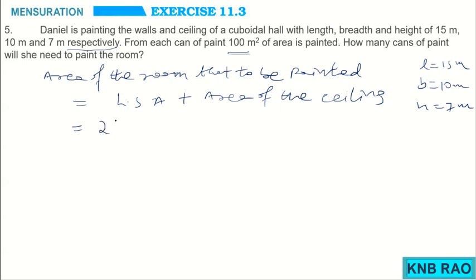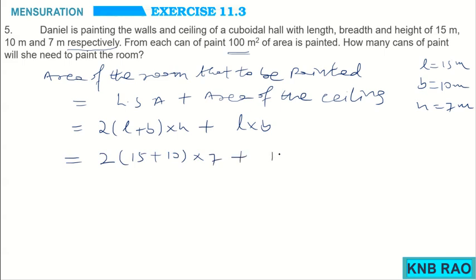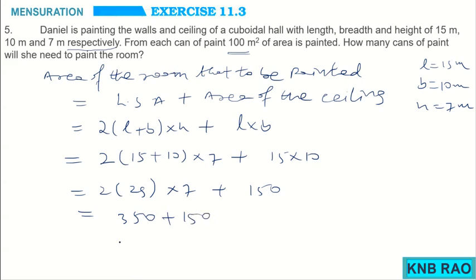So LSA is 2 times of (L plus B) into height, plus area of the ceiling is L into B. By substitution, 2 into (15 plus 10) into 7 plus 15 into 10. Here 2 into 25 is 50, 50 7s are 350, plus 15 tens is 150. So 350 plus 150 gives you 500 meter square as the area of the room that is to be painted.